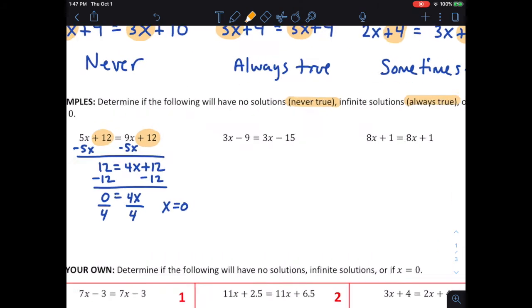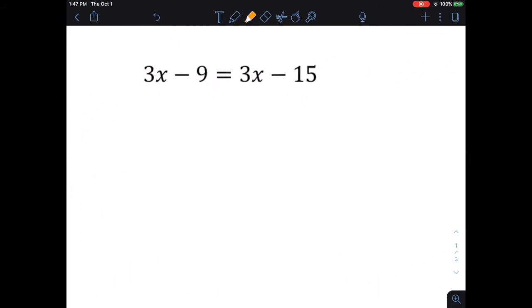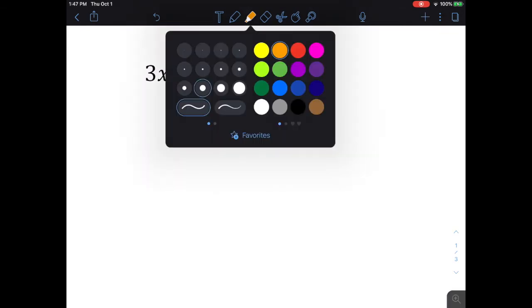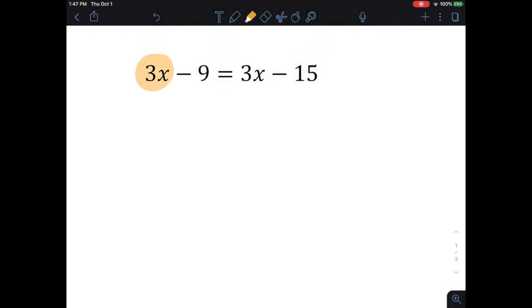All right, so let's look at this middle one here. The thing we want to look at right away and notice is, hey, we've got a 3x and a 3x. And from what we were talking about earlier, if we have 3x and 3x, we can't subtract different things from it and expect to get an answer of some sort. But let's go ahead and go through the process of solving this, and you'll see what's going to happen. So I'm going to start with my x's here. I'm going to subtract 3x.